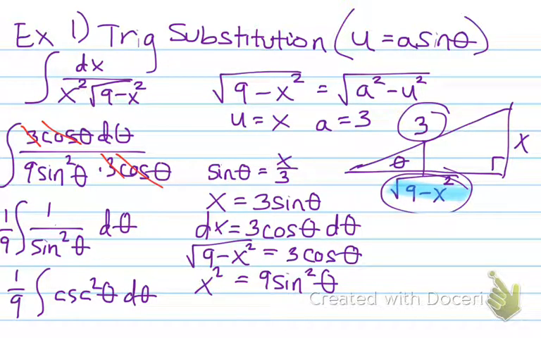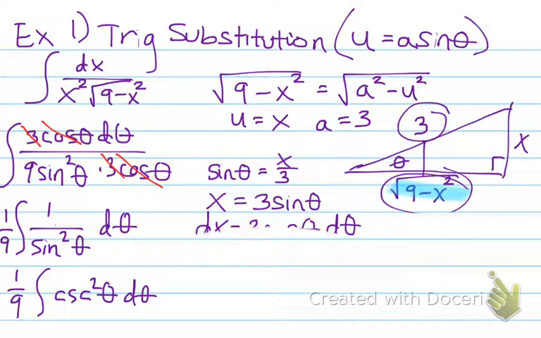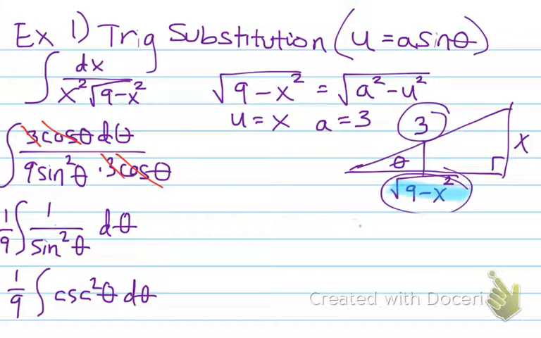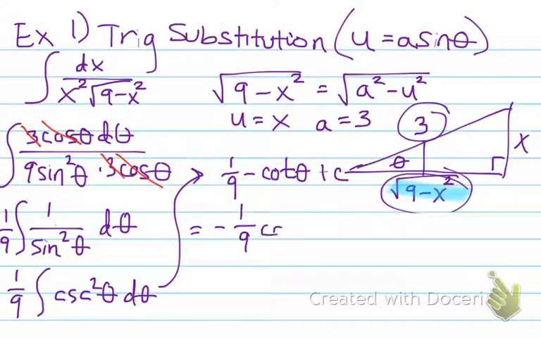And I'm running out of room a little bit, so I'm going to erase some of this stuff here. All right, now if you look at your table of basic integration rules, the integral of cosecant squared theta is negative cotangent theta. So if I write this up here, I have 1/9 times negative cotangent theta plus c. So if I simplify that, I get negative 1/9 cotangent theta plus c.